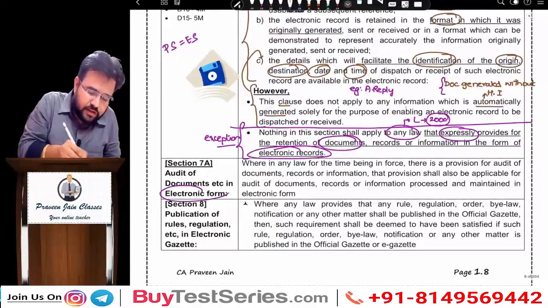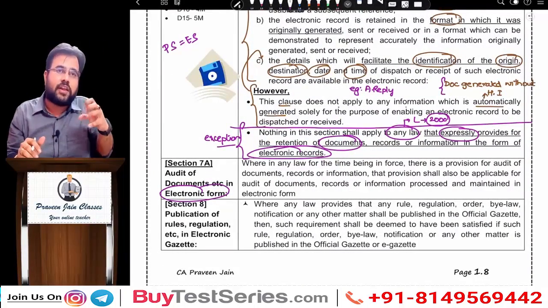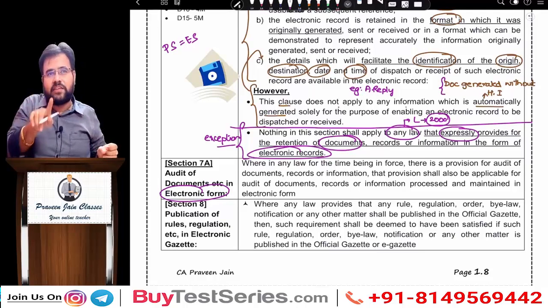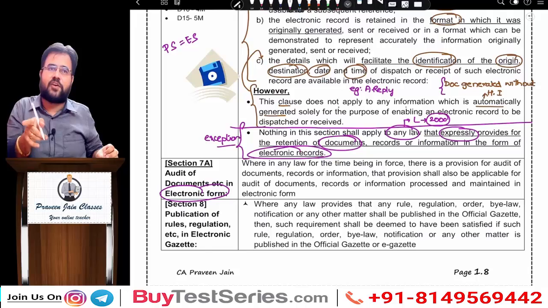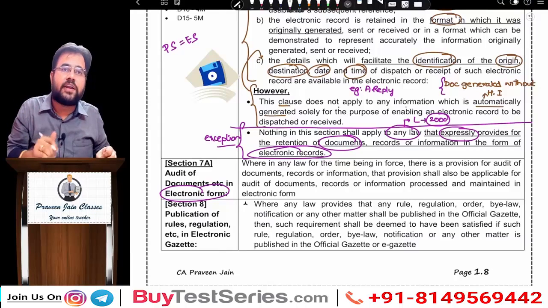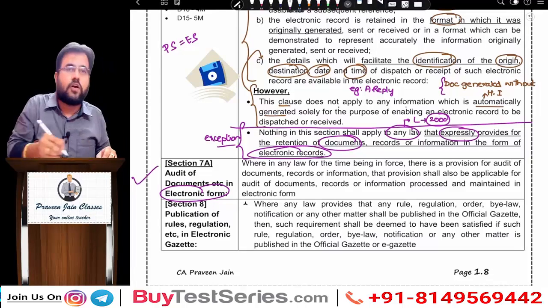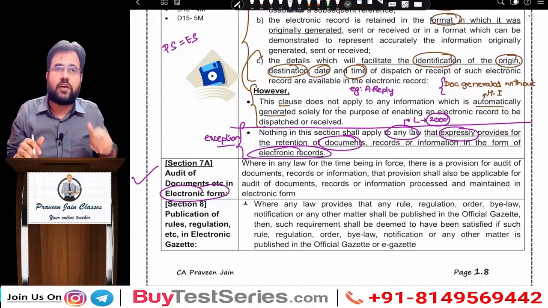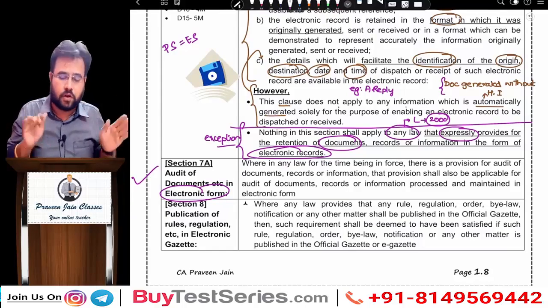7A is saying what, sir? When all the records were in physical form, we were doing audit also physically. When all these documents are converted into electronic form, obviously we should also do audit in electronic form. So in short, now you can do audit of electronic records. That is also permissible, not at all a problem.